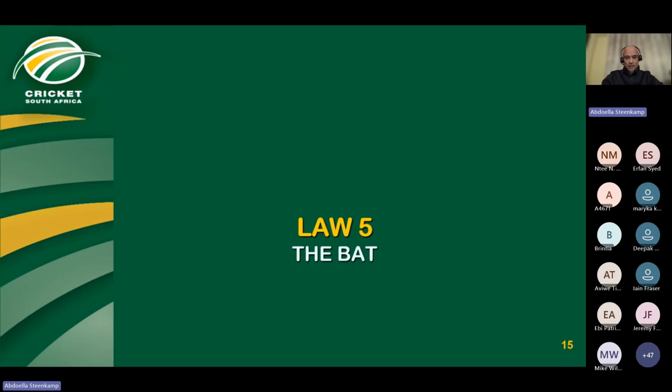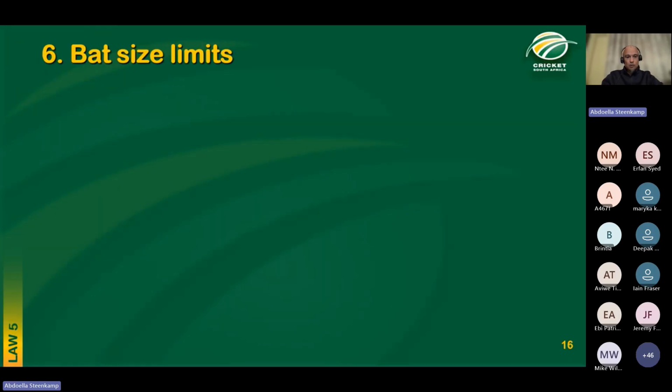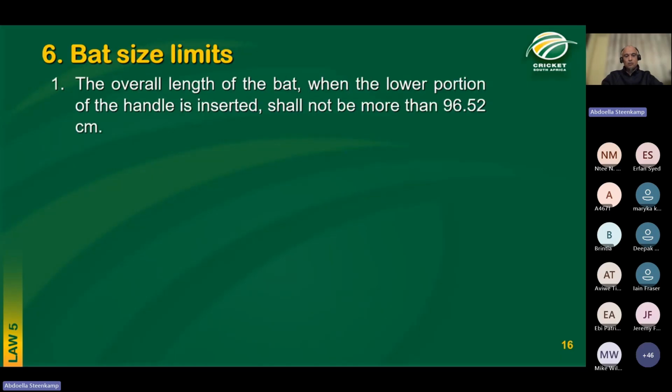Law 5 covers the bat. So in terms of the size of the bat, we're first going to focus on the length of the bat, the overall length of the bat from the top until the bottom, not more than 96.52 centimeters. So that's the maximum length that the bat can be, 96.52.